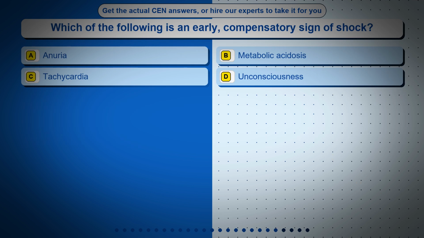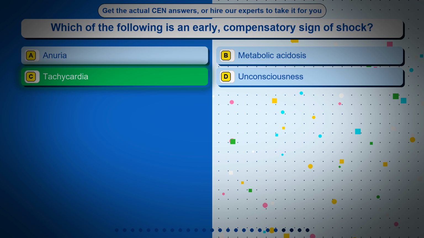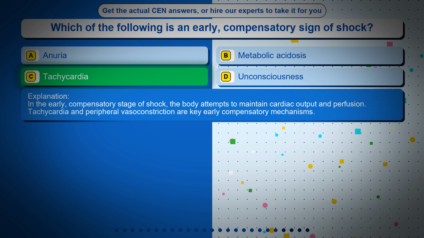Question 21. Which of the following is an early, compensatory sign of shock? Option A, anuria. Option B, metabolic acidosis. Option C, tachycardia. Option D, unconsciousness. The correct answer is option C, tachycardia. In the early, compensatory stage of shock, the body attempts to maintain cardiac output and perfusion. Tachycardia and peripheral vasoconstriction are key early compensatory mechanisms.